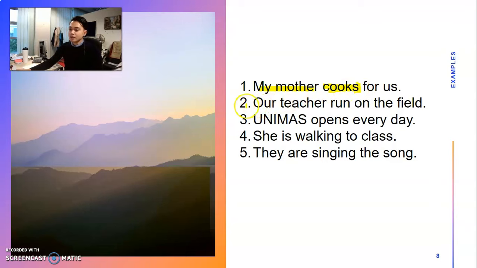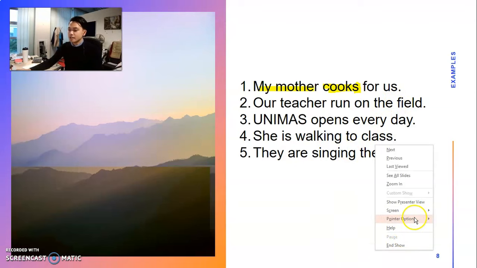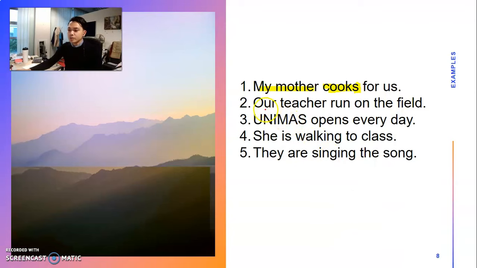Okay. Now, second example, our teacher. Our teacher is a subject, singular or plural? Singular. Alright? Our teacher run on the field. Now, if you understand the concept right now, you should be able to tell that this sentence here is wrong. It's wrong because the subject is singular, which is our teacher. The verb does not have an S. So to make this correct, you should add an S at the end. Our teacher runs on the field. Okay. Right? Now, example number 3.